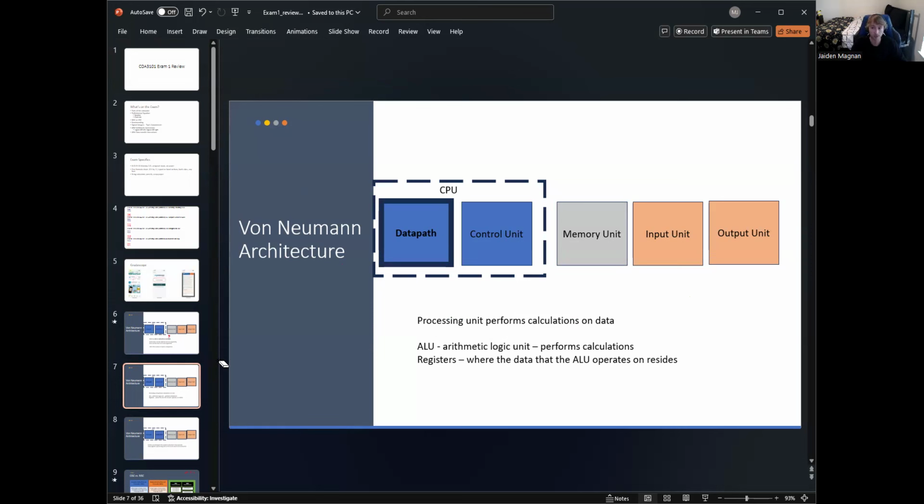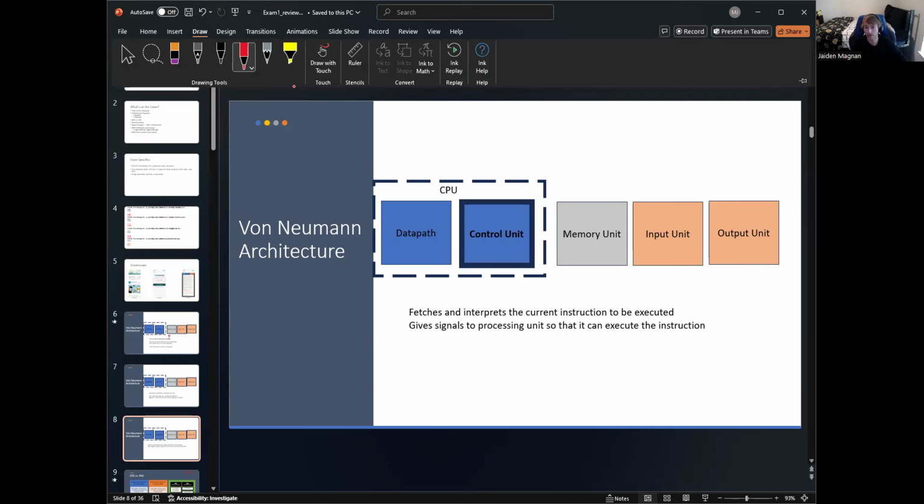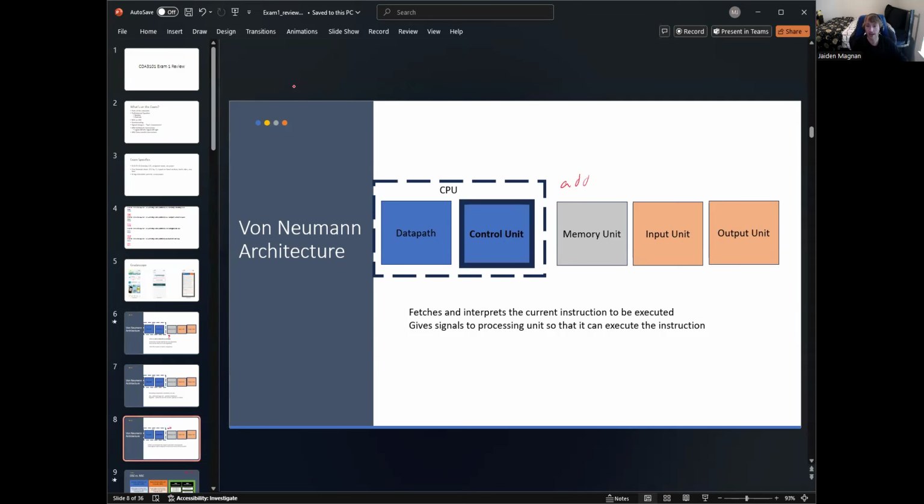When you have two numbers in an ARM instruction, you're going to add register 15 and register 16 together. This adding is going to happen on the ALU, which is in the data path. The control unit, on the other hand, is what tells the ALU what to do. So it's going to fetch instructions from the memory unit, right? It'll fetch an add instruction. So let's say, for example, in our memory unit, we have an add instruction, which is going to add 5 and 6. The control unit is going to take that.